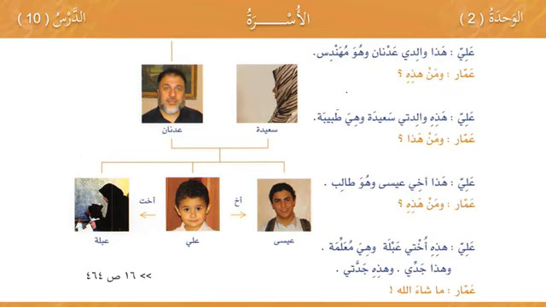Ali, هذا والدي, this is my father, and Adnan is the name of the father. So هذا والدي Adnan, and this is my father Adnan. وهو مهندس, and he is an engineer. Wow means and, هو مهندس, he is an engineer.